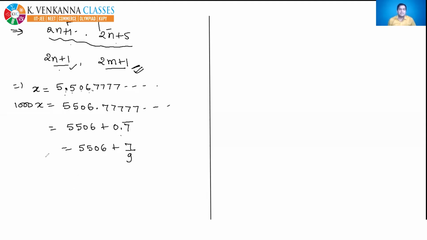And now I think you can get the value of X, because you needed to get the value of X. So from here you are getting 1000X. It is 5506 multiplied by 9 plus 7, divided by 9, and carry this 1000 here. So you will get the value of X.